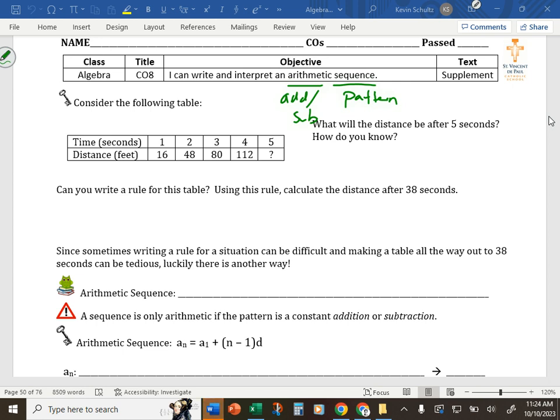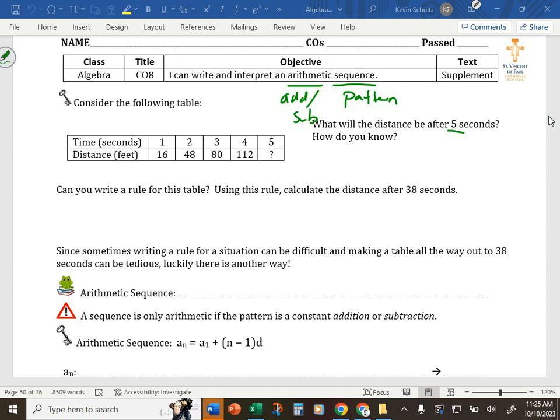And so we see an example of this here, right? Because you have this table. It's got the time in seconds 1 through 5. The first time is 16. The second, 48, 3 seconds, 80, 4 seconds, 112. And your job is, what is the distance after 5 seconds? Who's got an answer that they are bold and confident with and want to share?